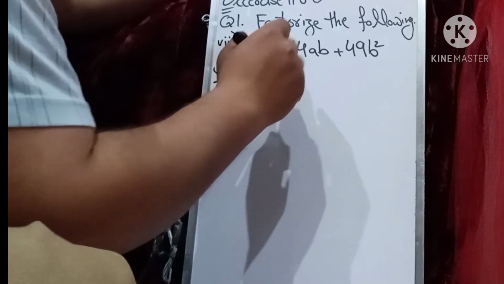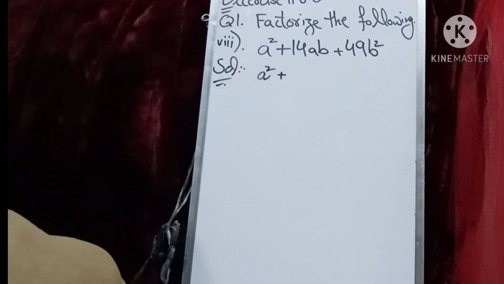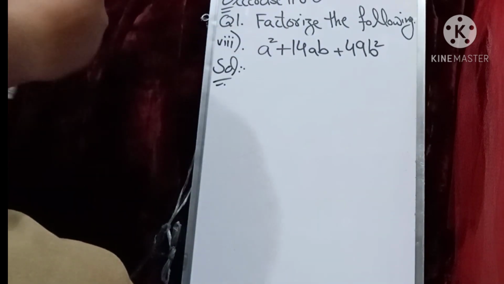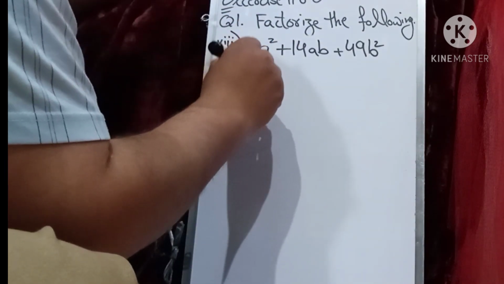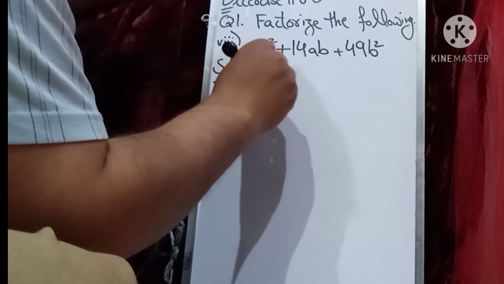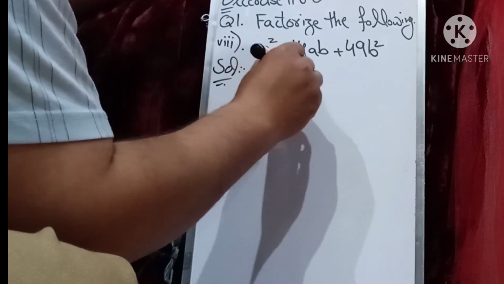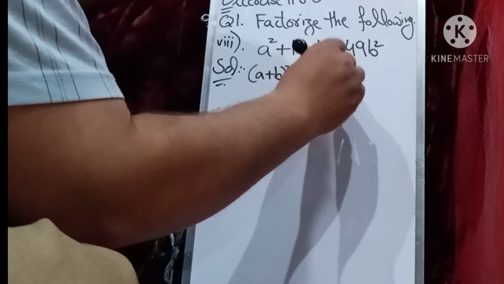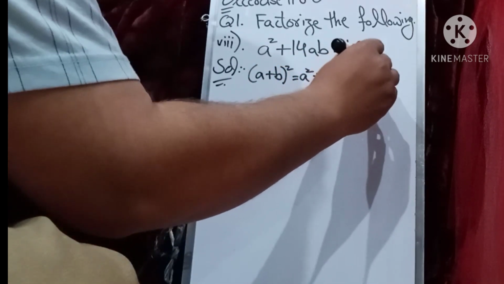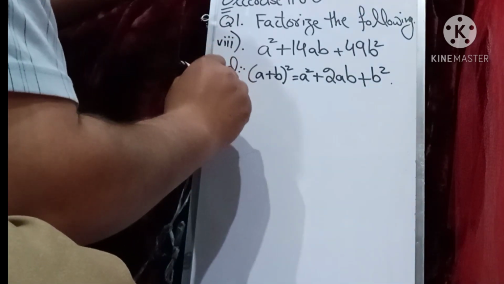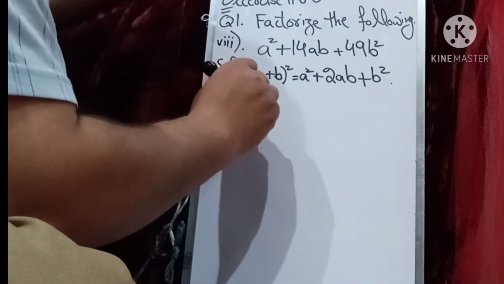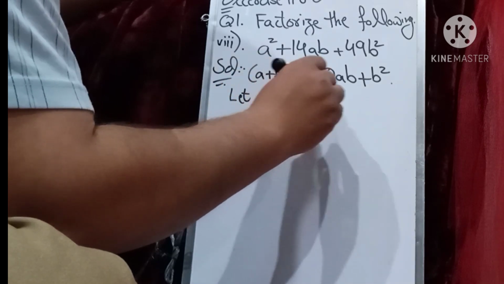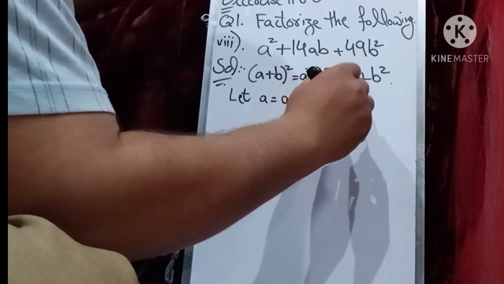In the 8th part, you can see that we have a square plus 14ab plus 49b square. So there is a logic. You will make it a perfect square, and you know that the formula of (a plus b) whole square is equal to a square plus 2ab plus b square. So we are going to suppose that let a is equal to a and b is equal to 7b.